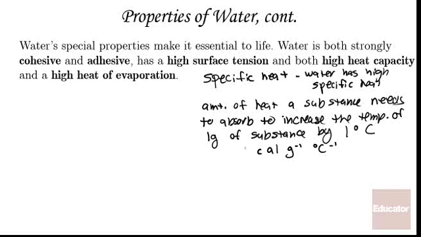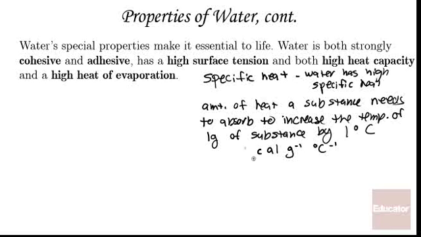Okay, so looking at this a little more carefully. If something has a high specific heat, if this is a large number, then that substance is going to need a lot of heat in order for the temperature to change. So something with high specific heat is going to be harder to heat up. It's going to be harder to raise the temperature. It's going to require a greater input of energy.